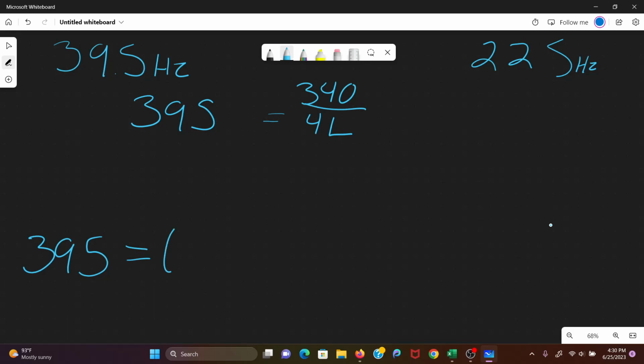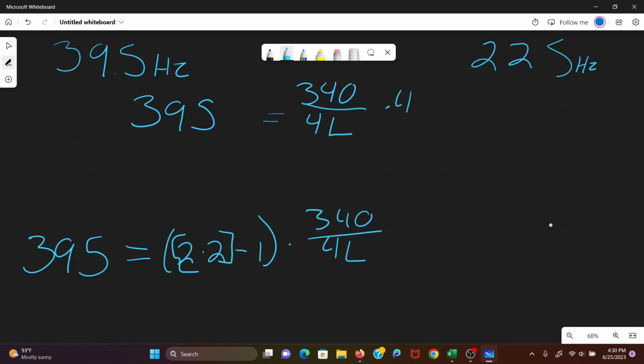395 equals 2 times 2 minus 1 times 340 over 4L. Okay, so 395 equals 340 over 4L. Now I think that we have it in this form. You all know what to do. You're going to multiply 4L on both sides.